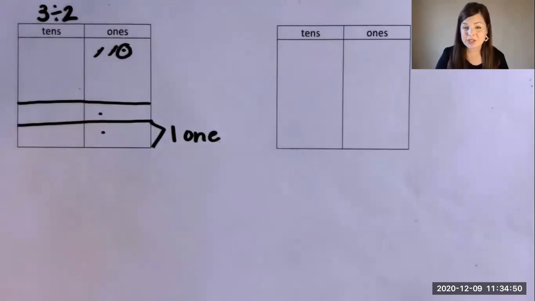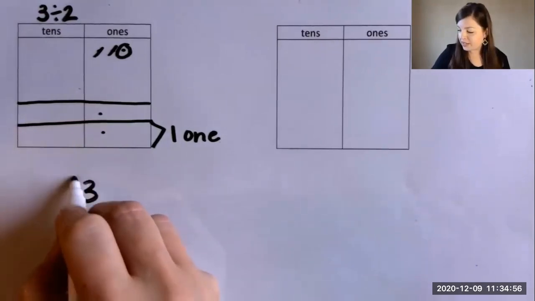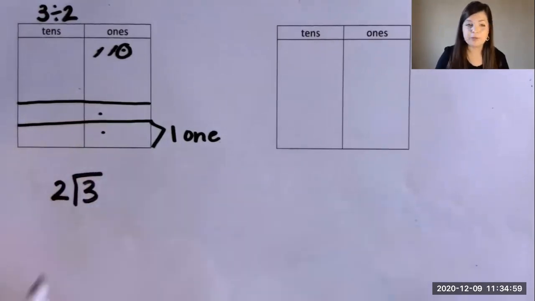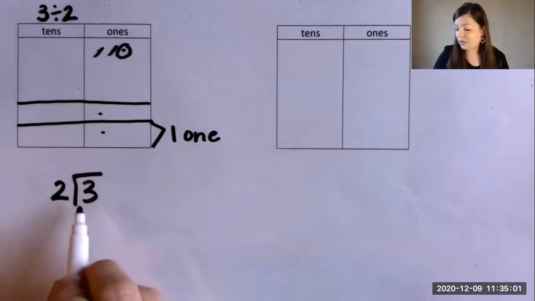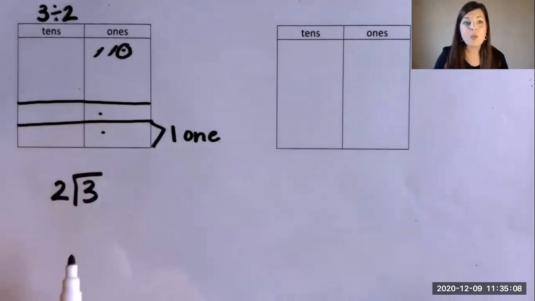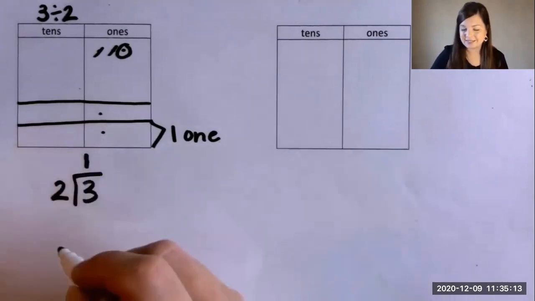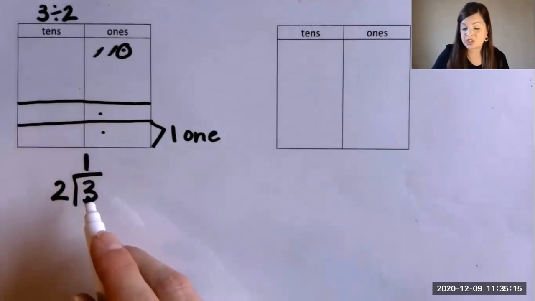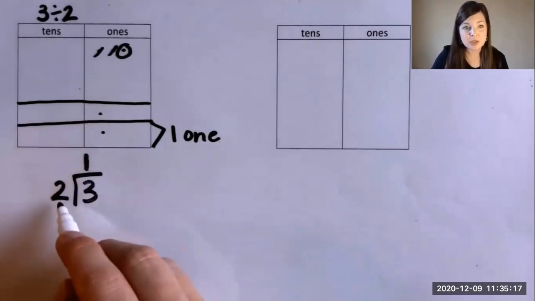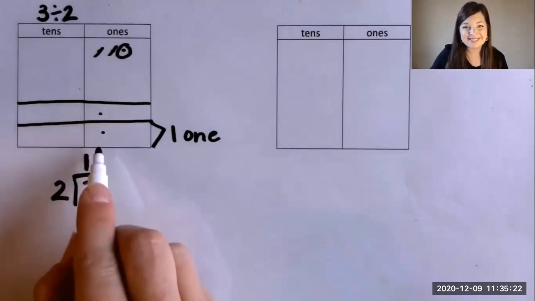Now let's solve 3 divided by 2 using long division. First, let's set up our long division. 3 divided by 2. We had 3 ones to share equally with 2 groups. How many ones were in each group? 1 was in each group, so we can record 1 in the quotient. So we shared 1 with each of 2 groups.